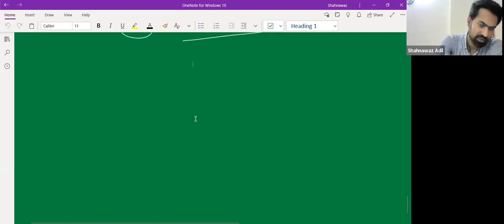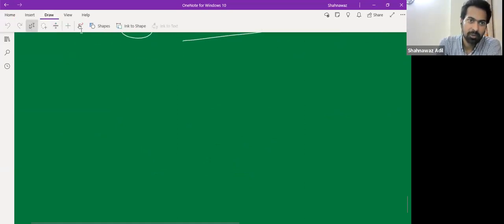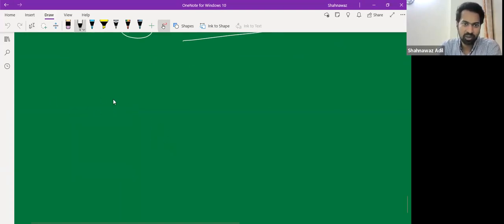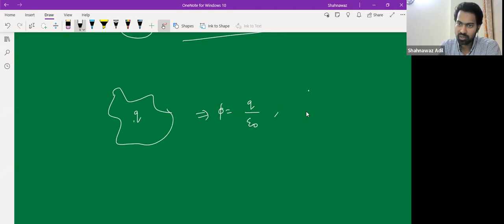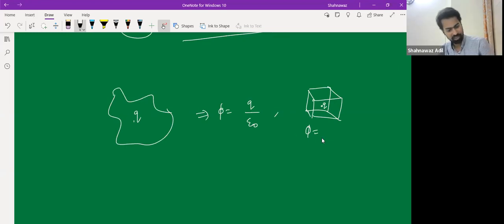Let us start with some questions. In the previous class, we learned that for any closed surface, if the charge is Q, the flux would simply be Q by epsilon, right? Let's say some charge Q is placed at the center. So what would be the flux? Yes, Aisha, what would be the flux?